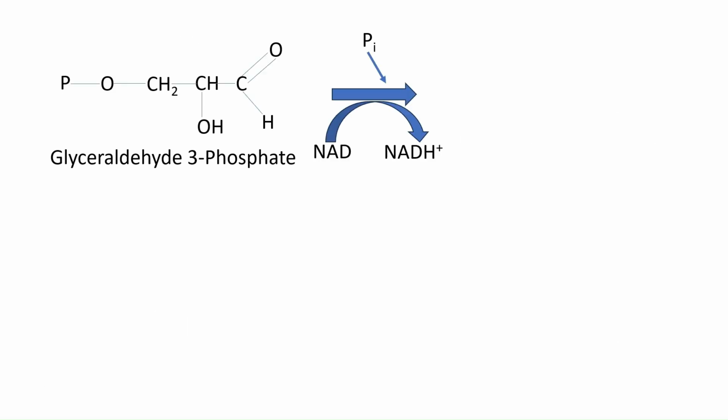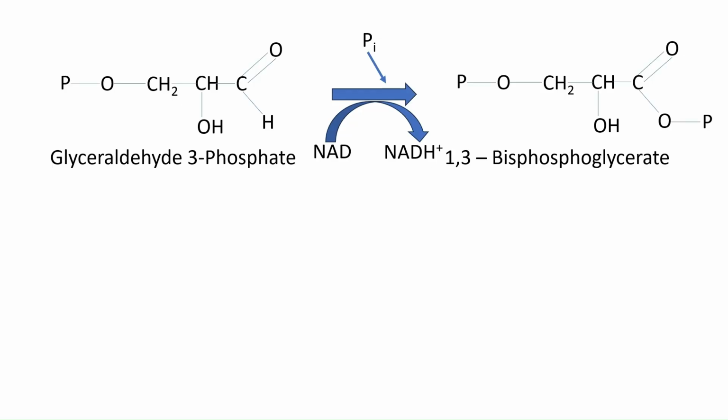Now, this glyceraldehyde 3 phosphate is converted to 1,3 bisphosphoglycerate. And here the phosphate is coming from inorganic phosphate, and the cell is not using ATP. And this is the place where NAD is converted to NADH plus. If the cell is operating under anaerobic condition, then it can derive further ATP from this NADH.